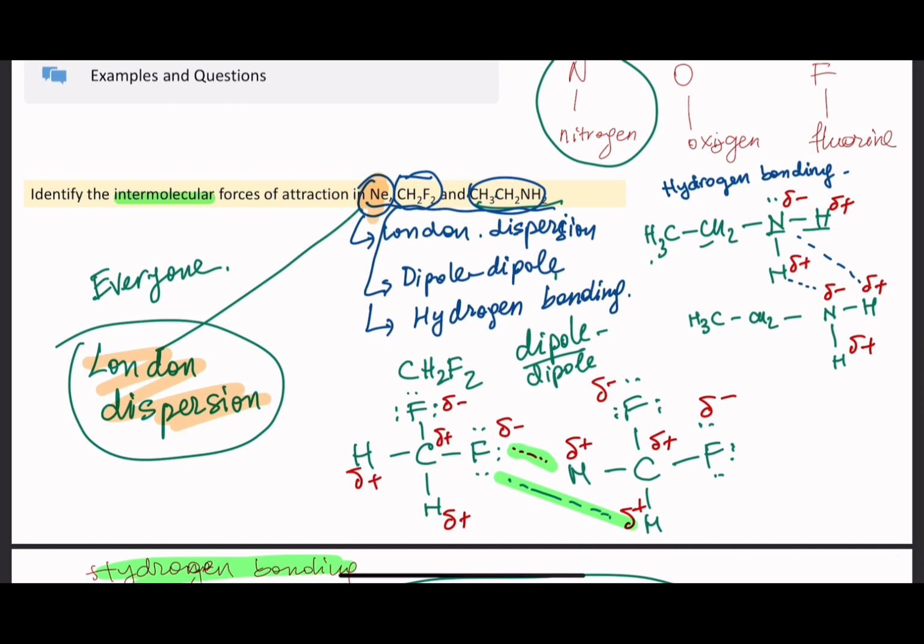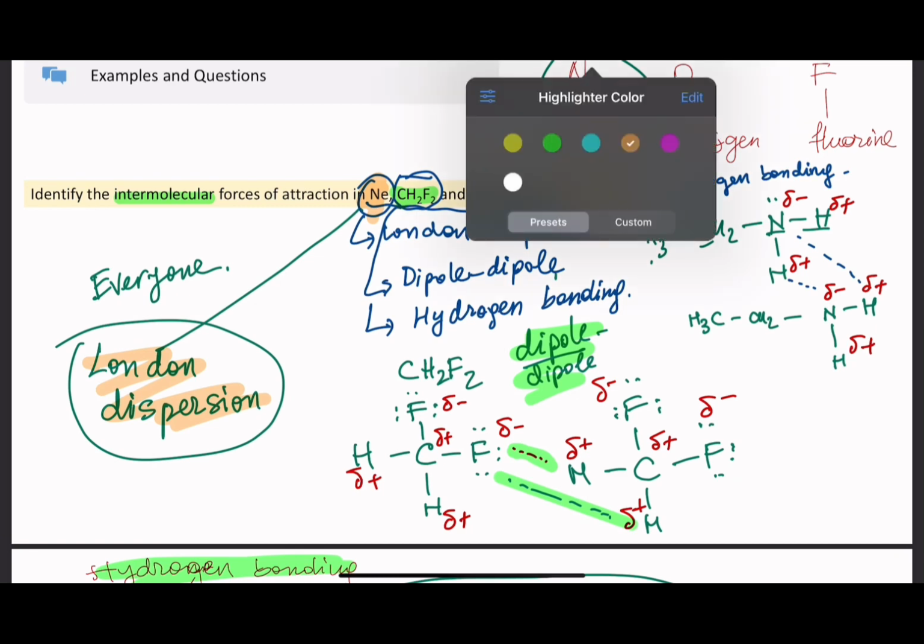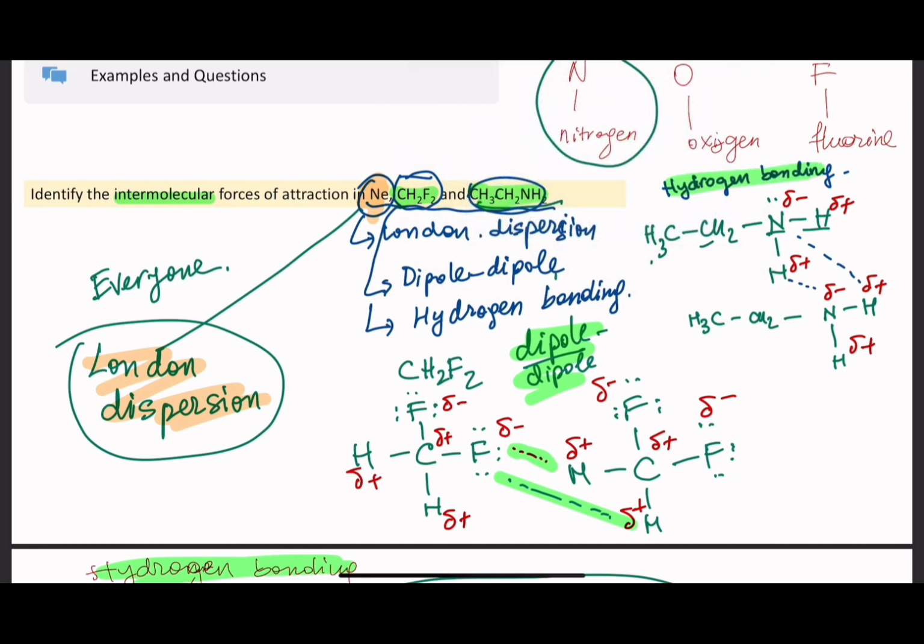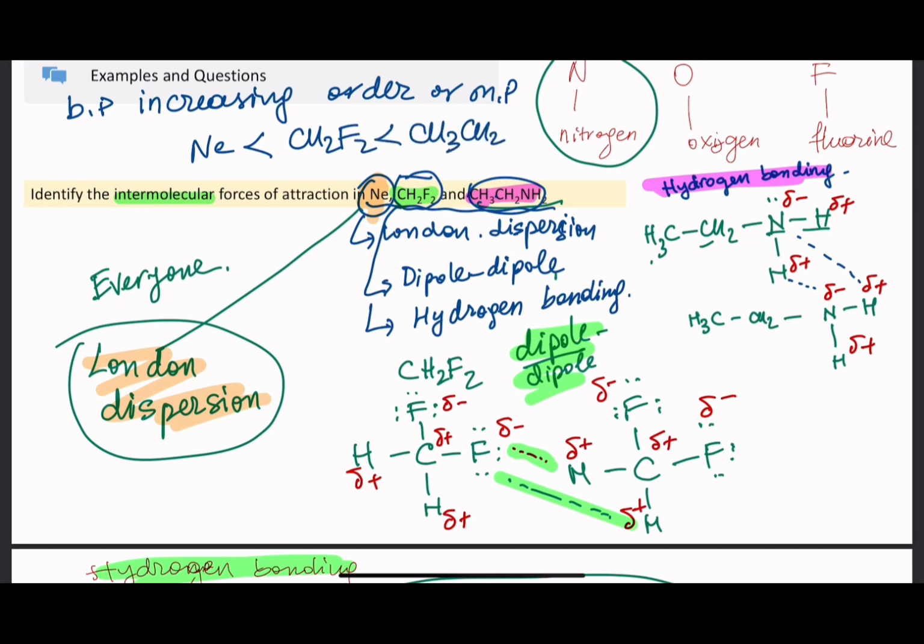Okay, so now for the first one, for neon, we have London dispersion. For CH2F2 we have dipole-dipole, and for this last molecule we have hydrogen bonding. Okay, and if they ask you to put them in increasing boiling point order, or melting point, you will put neon, and then CH2F2, and then the last one, because hydrogen bonding is stronger than dipole-dipole, and dipole-dipole is stronger than London dispersion.